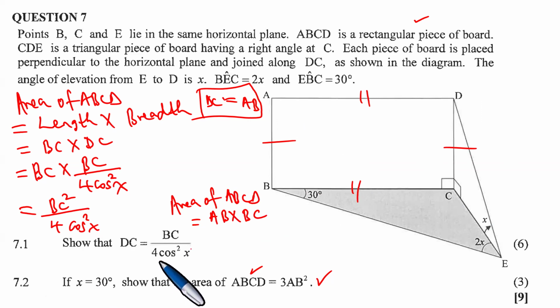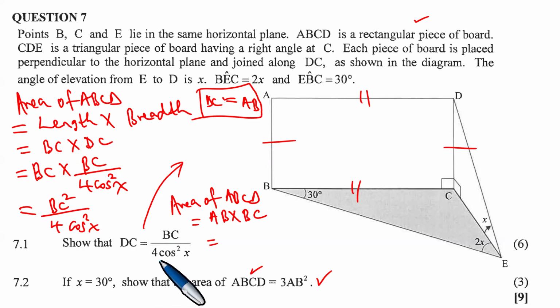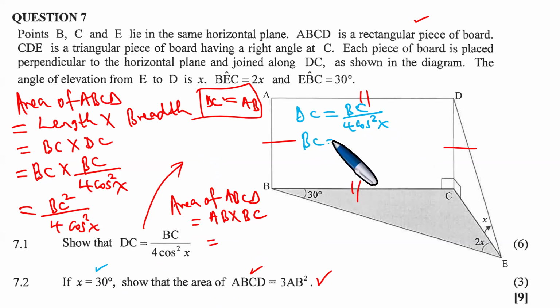So the question would be, what would BC be in this particular equation? Look at this equation we have got. We wish to transform it, but x is 30. Remember x is 30, so you already got the answer. To get BC, we can cross-multiply. If DC is BC over 4 cosine squared x, so that now we need to get BC, BC is 4DC cosine squared x.